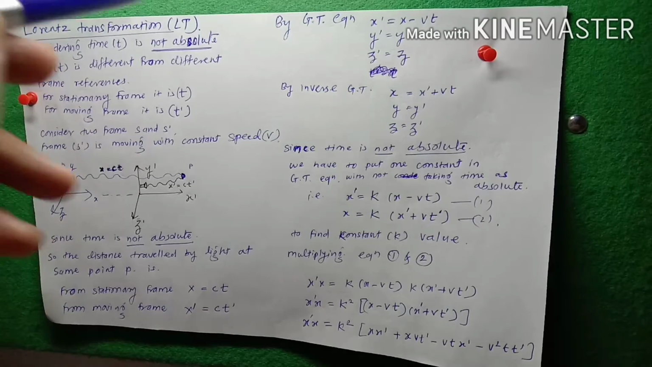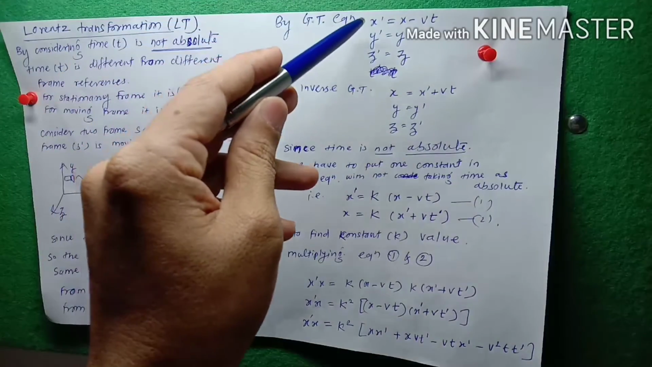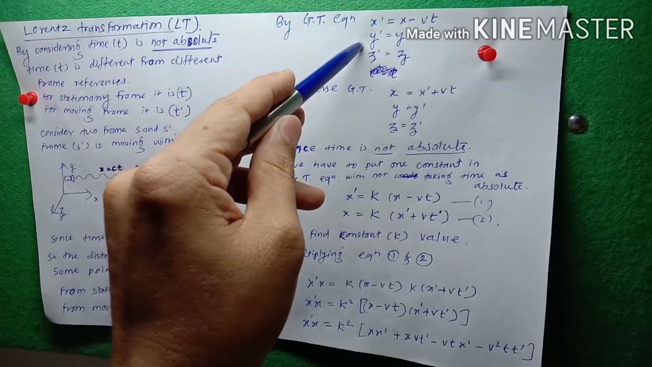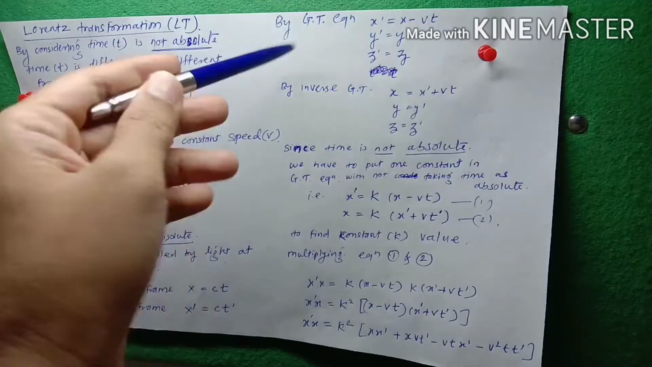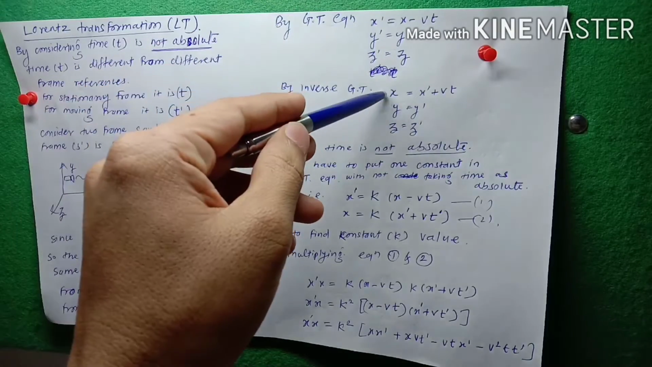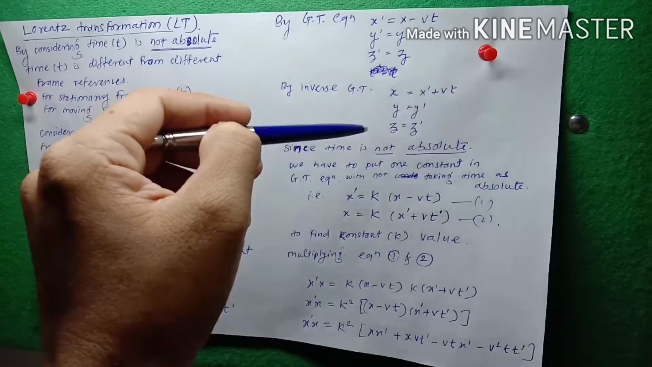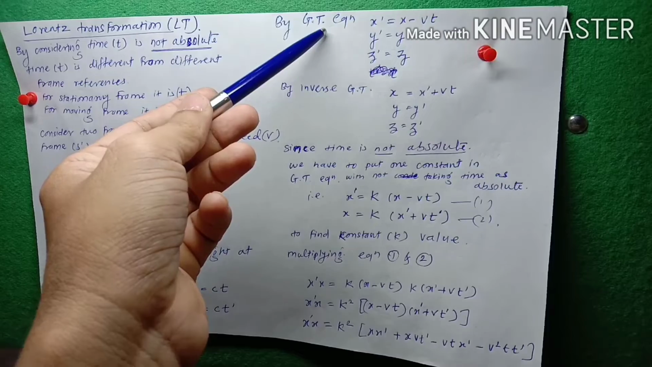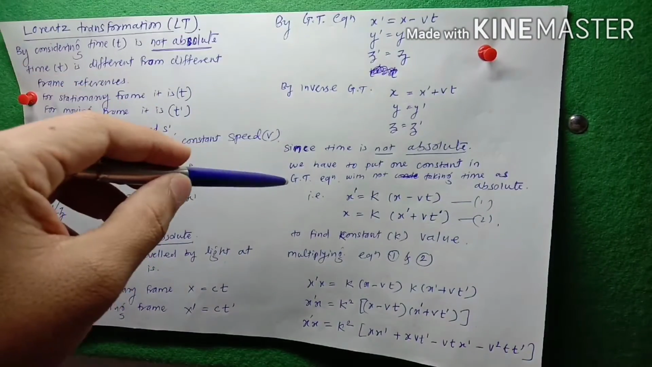Now we will use the Galilean transformation. We already know that the Galilean transformation equations are x dash is equal to x minus vt, y dash is equal to y, z dash is equal to z. If we take the inverse transformation, that is x is equal to x dash plus vt, y is equal to y dash, z is equal to z. Just the opposite of the Galilean transformation equations is called the inverse Galilean transformation equations.